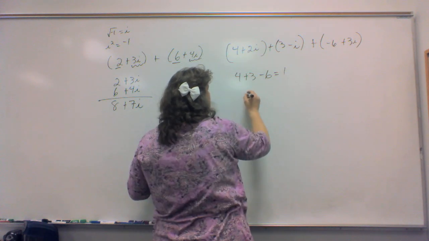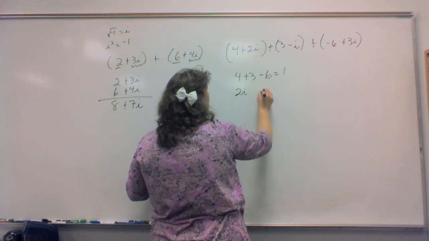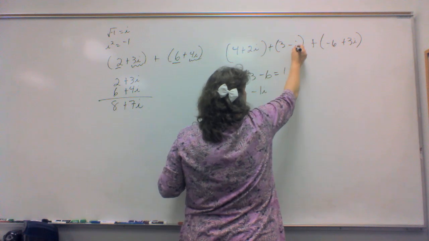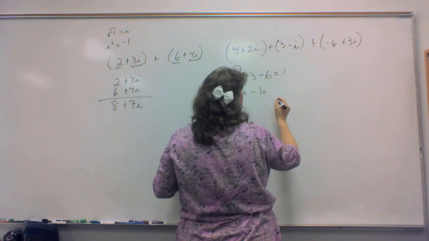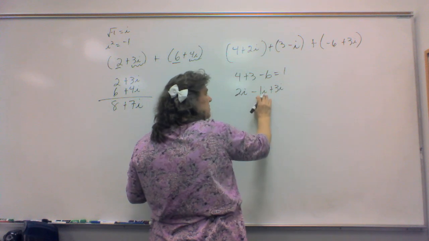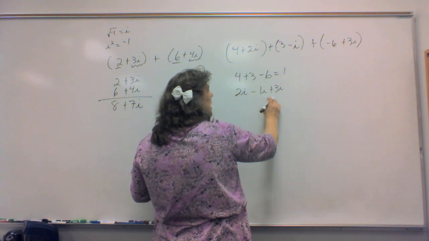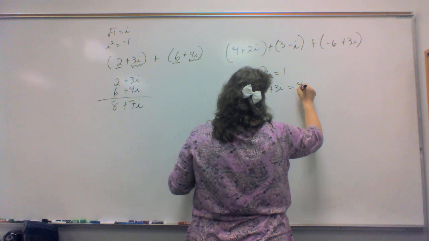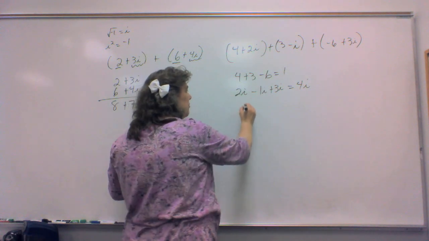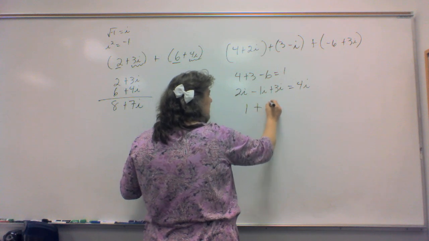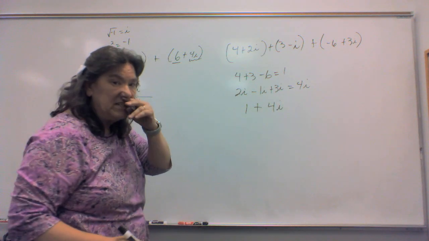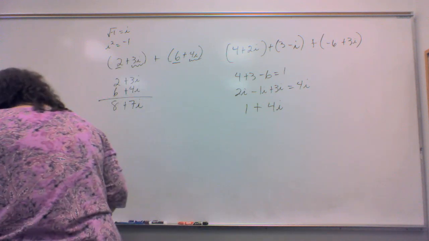Now let's look at the other. 2i minus 1i, because if there's nothing in front, it's a 1. And then plus 3i. So 2i minus 1i is 1i. 1i plus 3i is 4i. Now write this in the right format. Remember the real part plus the imaginary part. And it is now finished.